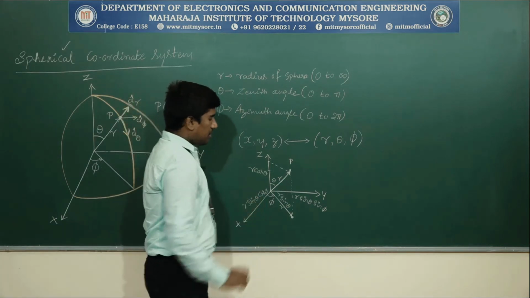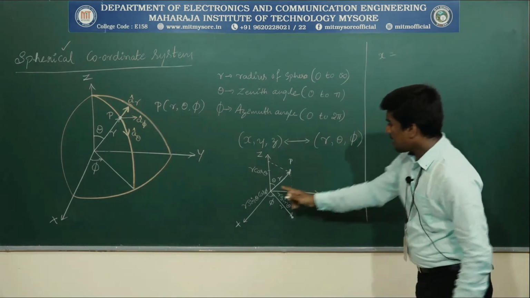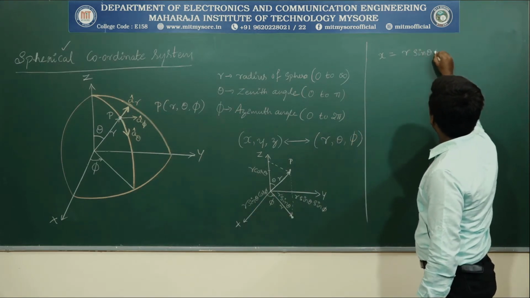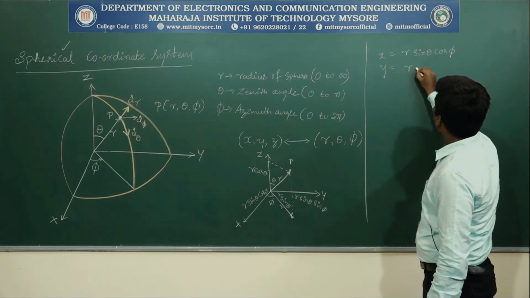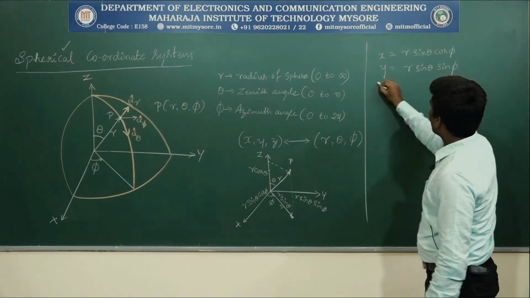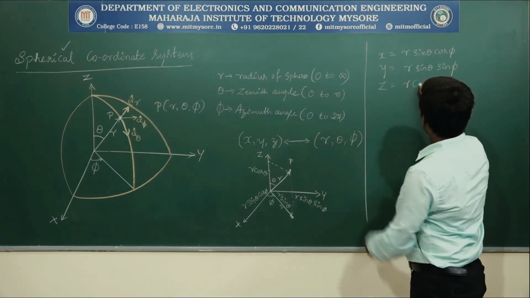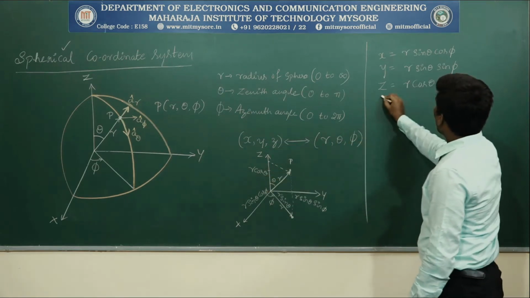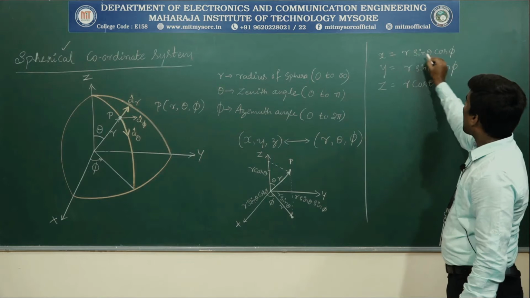Okay, is it clear? Now let me write here. X can be represented as r sin theta cos phi. Y can be represented as r sin theta sin phi, and Z can be represented as r cos theta. See here, Z can be represented as r cos theta. Got it? Now x, y, z components are represented in terms of r, theta, phi.